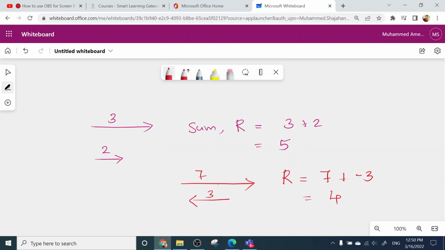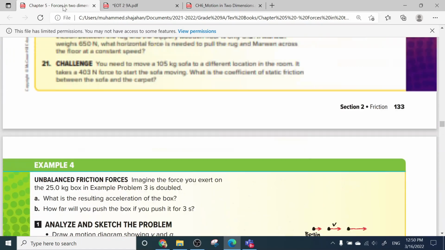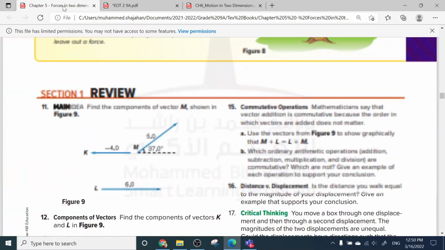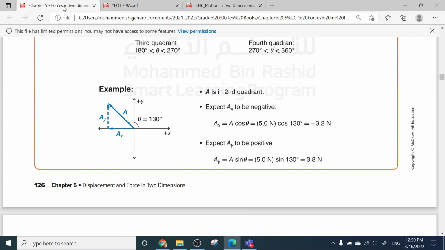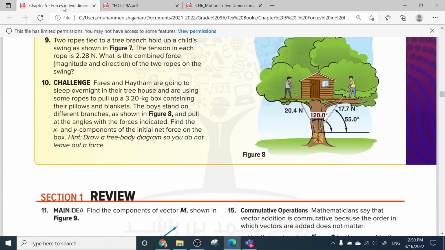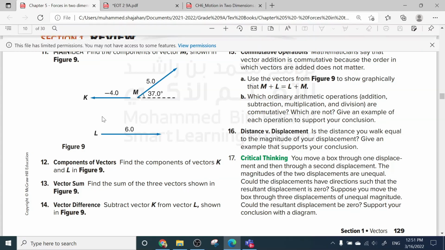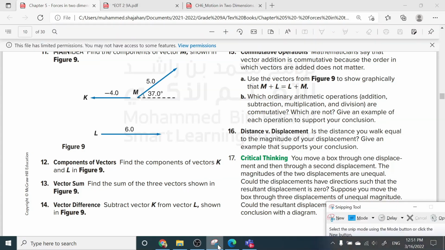Now we will go to page number 129 to answer the section review in chapter 5. Okay, so here, question number 11 in section review, main idea: find the components of vector M as shown in the figure. Here there are 3 vectors given, M, K and L. So first we need to find the components of vector M.